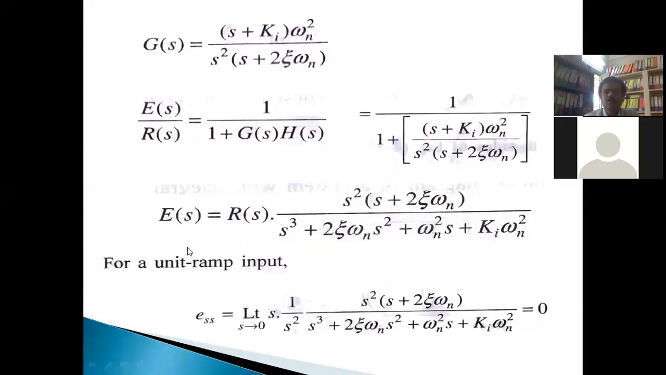Okay. Now, again, if we find out error, E of s by R of s, error signal this is. So this is open loop transfer function with integral controller. So here error signal with integral controller, if we calculate for a unit ramp input, limit s tends to 0, s into ramp input means 1 by s square. Okay, its Laplace transform is 1 by s square. That is going to be 0. Steady state error is 0. Please note down.